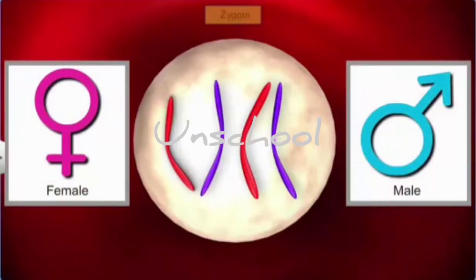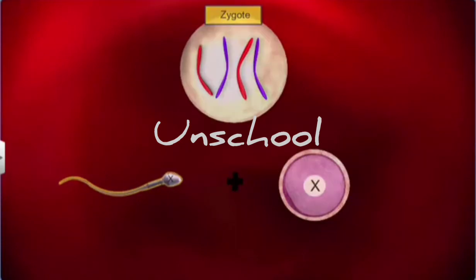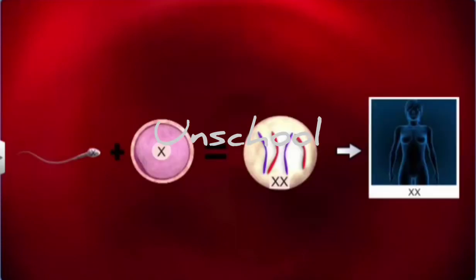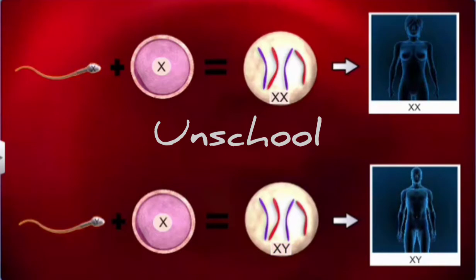Did you know that the sex of the zygote is decided at the time of fertilization? If the ovum is fertilized by a sperm containing the X chromosome, the resulting zygote contains XX chromosomes and would develop into a female. However, if a sperm containing the Y chromosome fertilizes the ovum, the resultant XY zygote develops into a male. Thus, it is the sperm that decides the sex of the fetus.